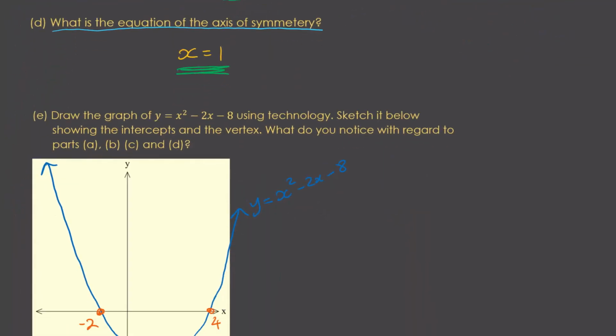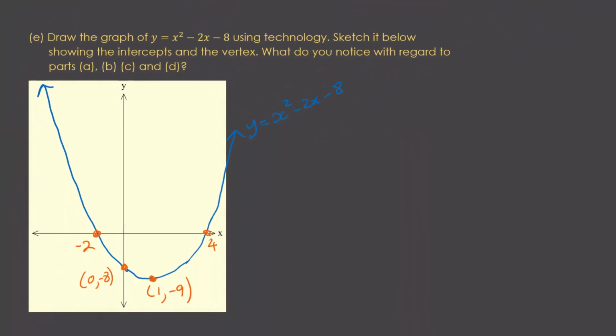I'm just going to flip up and look at the graph again, and we can see all of those features. We've got the roots, we've got the y-intercept, we've got the turning point, and of course the axis of symmetry would come down through the turning point like so.